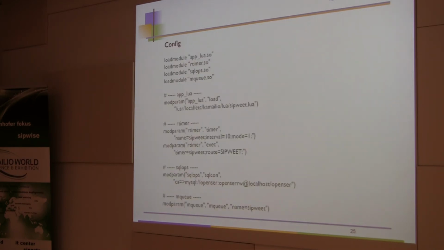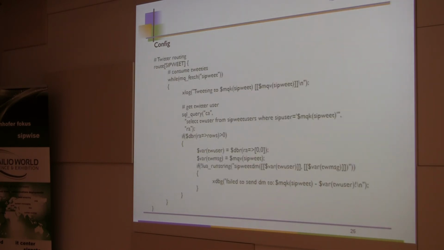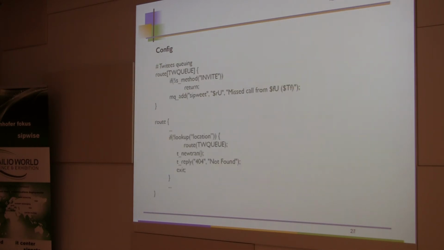And then practically this would be the config file for Kamailio with the modules loaded and config parameters set. This is the one that consumes the information from the message queue. We named the message queue SIPWith. And then, as we have a result there, we'll look into the database to see if you have a Twitter user ID for the SIP user ID. If yes, we'll call a Lua function that will send the Twitter notification.